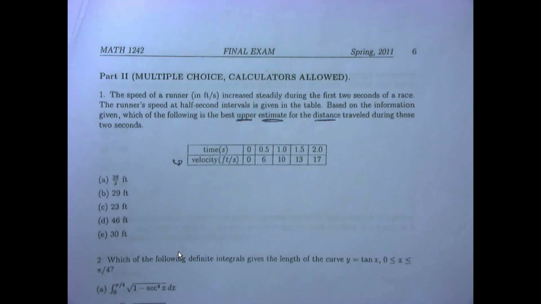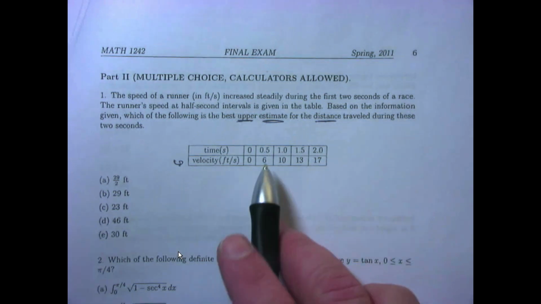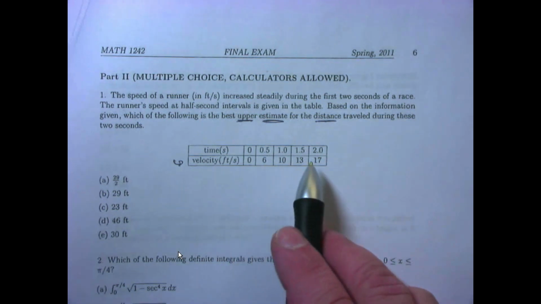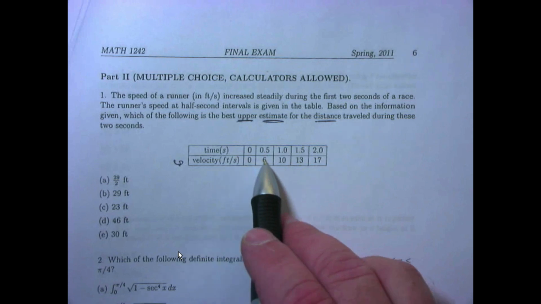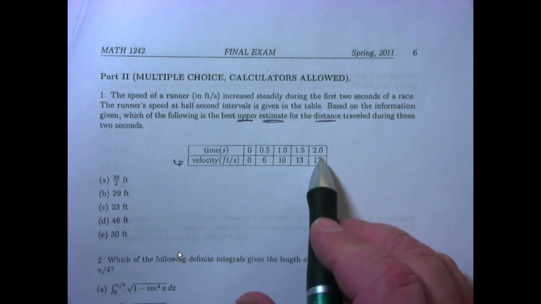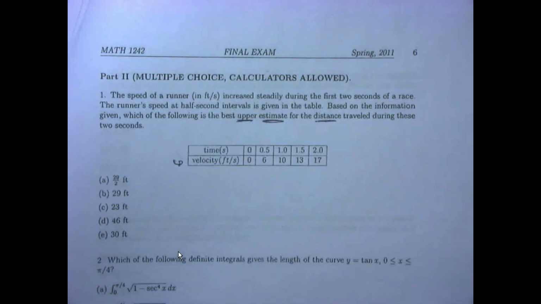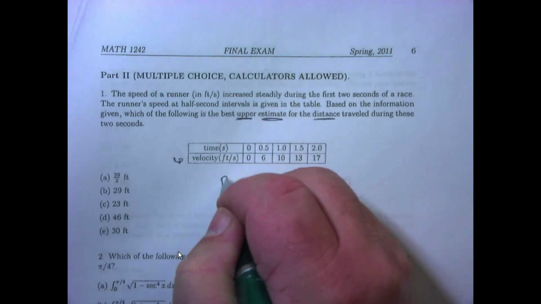But with Riemann sums, I have two choices. With a table, you have two choices. I can either do a left Riemann sum or a right Riemann sum. They want me to have the upper estimate. Which one of these two is going to give me the upper estimate? Well, typically it's going to be the right one because my numbers are going up. I'm going from 0 to 6 to 10 to 13 to 17. My numbers are going up, so the upper estimate will be the right Riemann sum.